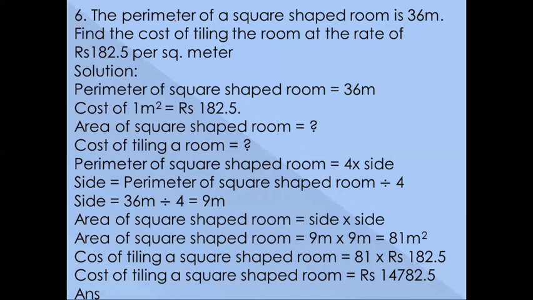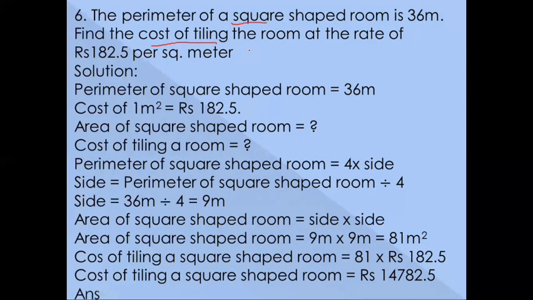Now we should be careful about the elements of the square. Find the cost of tiling the room at the rate of rupees 182.5 per square meter. Good. Now, what are the things we have to do? Dear student, here we have to find, first of all, the cost.